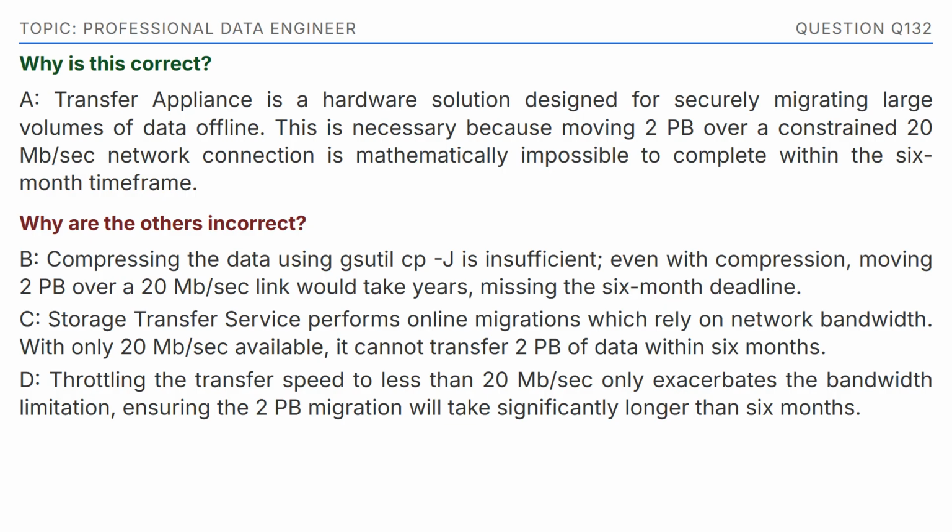Why are the others incorrect? B. Compressing the data using gsutil -j is insufficient. Even with compression, moving 2 PB over a 20 megabits per second link would take years, missing the 6-month deadline. C. Storage transfer service performs online migrations which rely on network bandwidth. With only 20 megabits per second available, it cannot transfer 2 PB of data within 6 months. D. Throttling the transfer speed to less than 20 megabits per second only exacerbates the bandwidth limitation, ensuring the 2 PB migration will take significantly longer than 6 months.